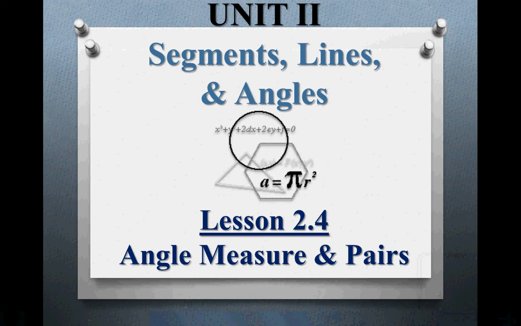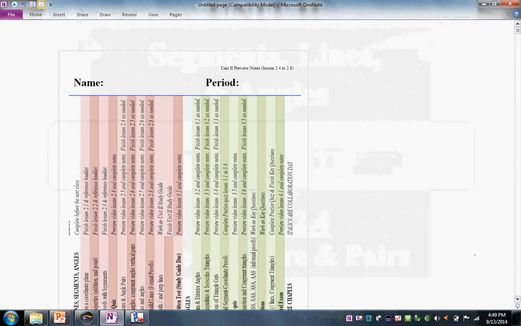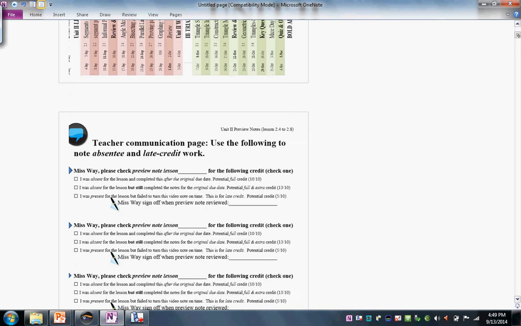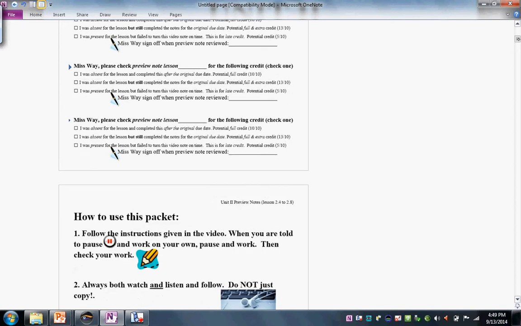Students, this is Unit 2, Segments, Lines, and Angles. This is Lesson 2.4, the preview video and notes. Angle measures and pairs. You should have your new set of preview videos. Taking a look here, we have the calendar for the next 2 months. Use this page if you choose to turn in any late work or absentee work.